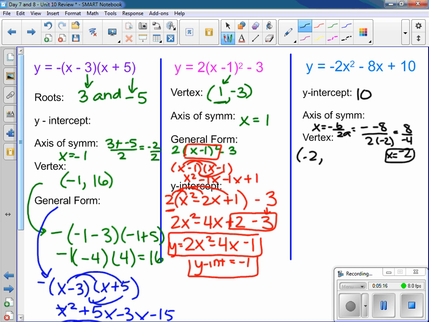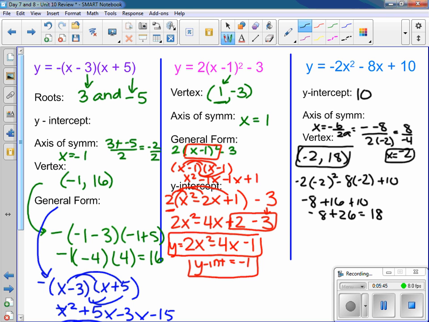So my final step is to plug that in. So it'll be negative 2 times negative 2 squared minus 8 times negative 2 plus 10. And you can type that straight into your calculator. However, I don't have a calculator. So this part gives me negative 8, because 2 squared is 4 times negative 2, so negative 8. Negative 8 times negative 2 is 16 plus 10, so I get negative 8 plus 26, which is 18. So the rest of my vertex is 18.